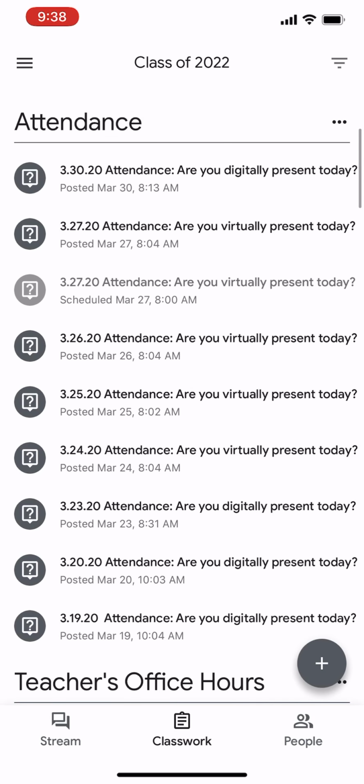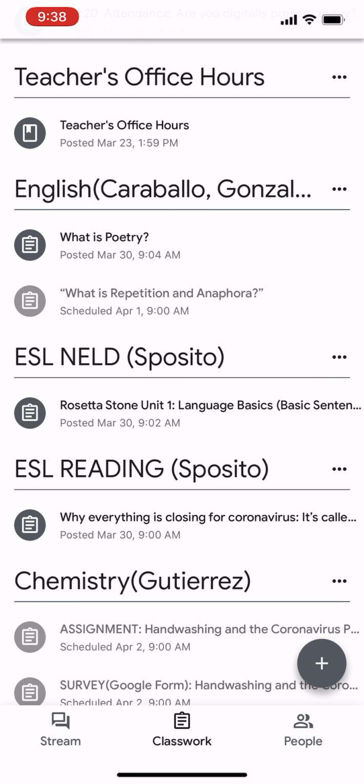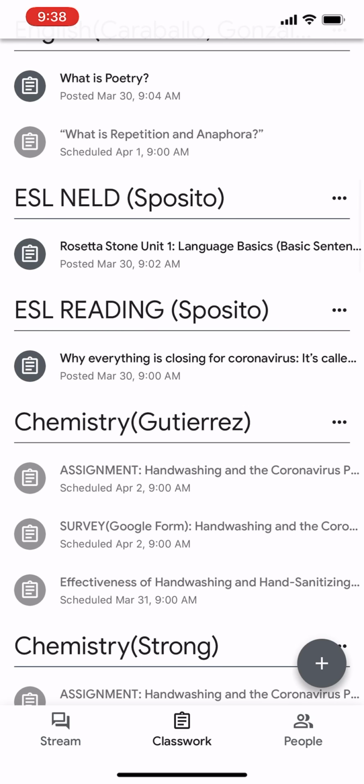But here at the top, you have attendance, your teacher office hours, and then here the English portion. In the English portion, if you have Miss Caraballo, Gonzalez, Mendiola, or Quintanilla, or Miss Day, you're all doing the same assignment. So all of you are submitting what is poetry. Now, if you're with Miss Posito, NELD, you're doing that one. ESL reading with Miss Posito, you're doing that one.